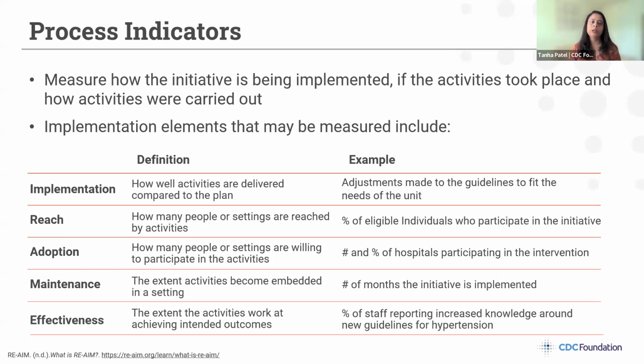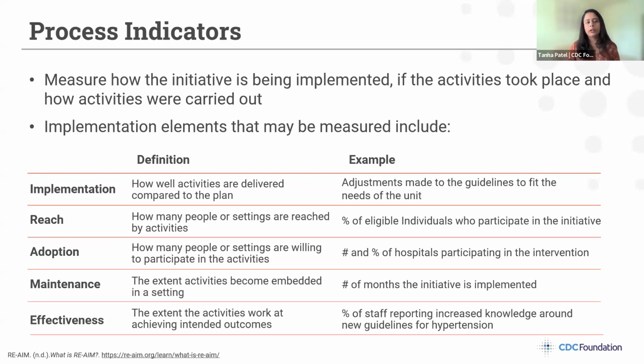Reach measures how many people or settings are reached by the initiative activities. An example is number of eligible individuals who actually end up participating in the initiative or in the training. Adoption, on the other hand, measures how many people or settings are actively willing to participate in the activities. So it really is talking about what is the uptake of the initiative. So an example indicator here is number and percentage of hospitals participating in the initiative.